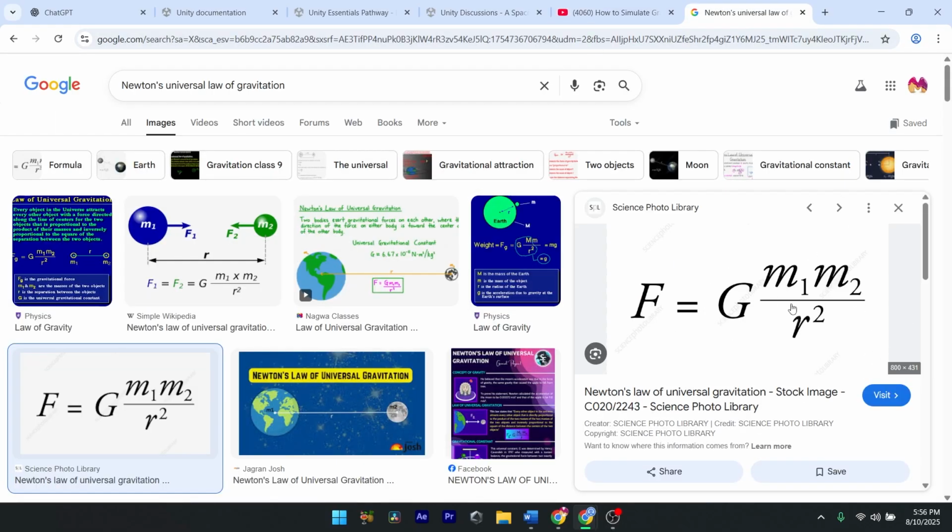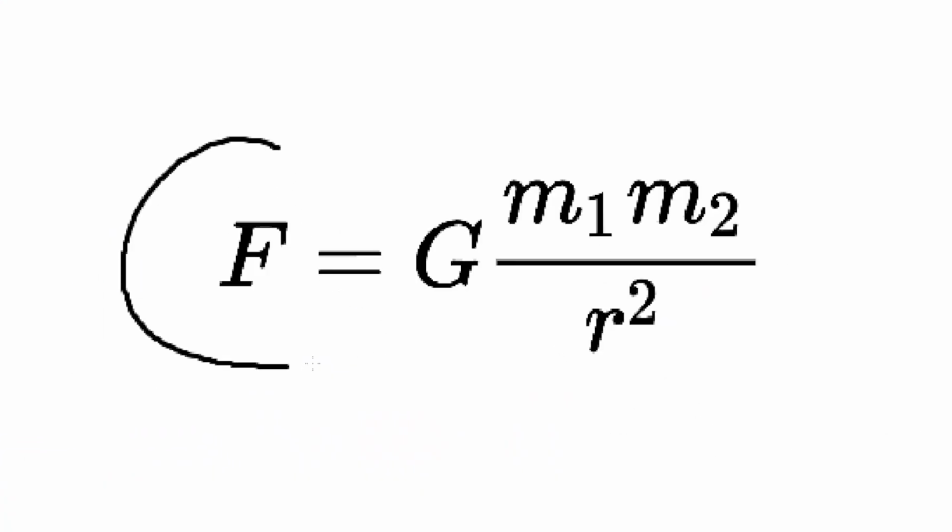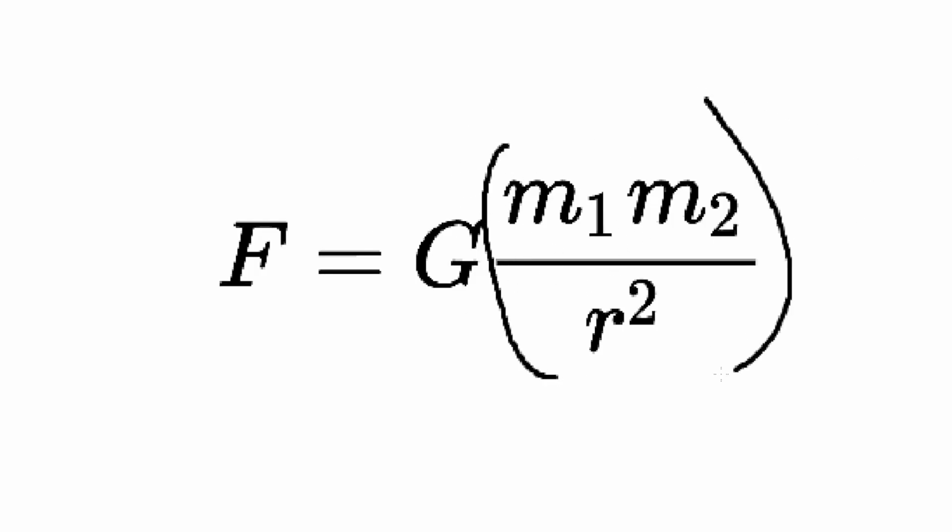And this is the formula that I'm going to use to simulate gravity. It's pretty simple. The gravitational force is equal to a gravitational constant multiplied by the mass of the first planet and the mass of the second planet multiplied together, divided by the distance between the 2 planets squared.